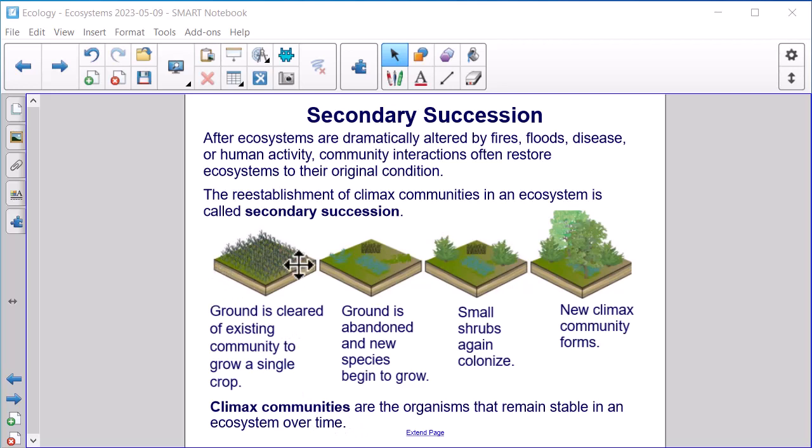So here we go in step 1. The ground is cleared of existing community to grow a single crop. Then the ground is abandoned and new species begin to grow. Small shrubs again colonize and a new climax community forms.